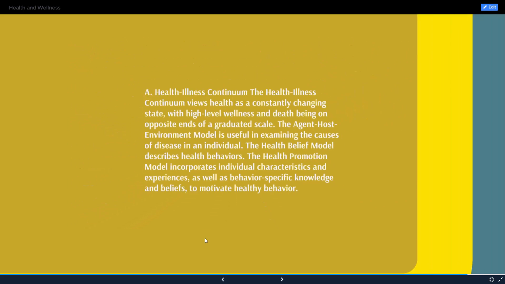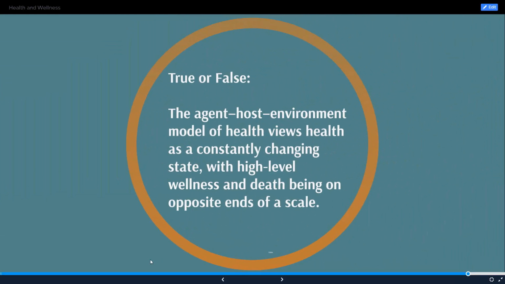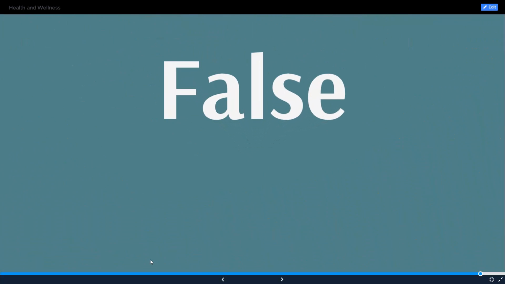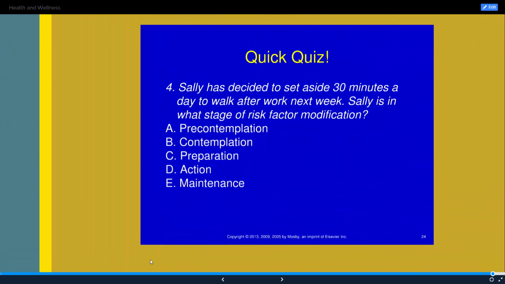Okay. All right, guys. True or false, the agent host environment model of health views health as a constantly changing state, with high level wellness and death being on opposite ends of the scale. All right, that's false again, guys. Remember that health illness continuum.